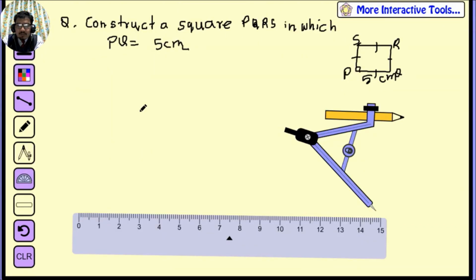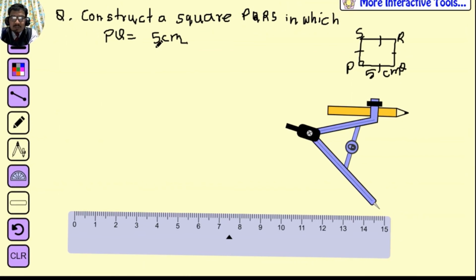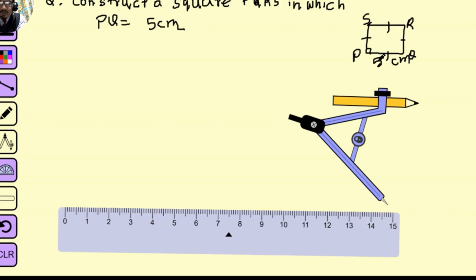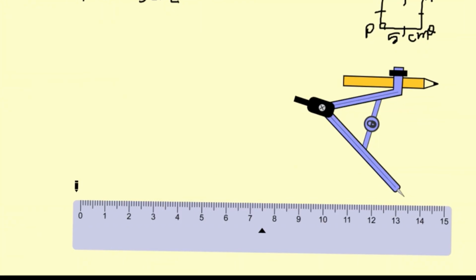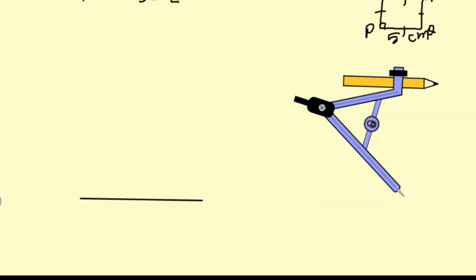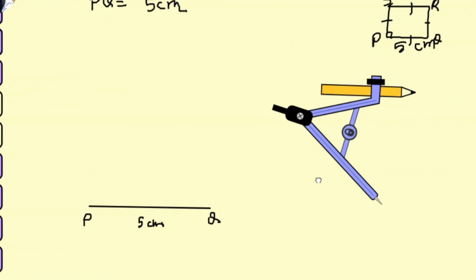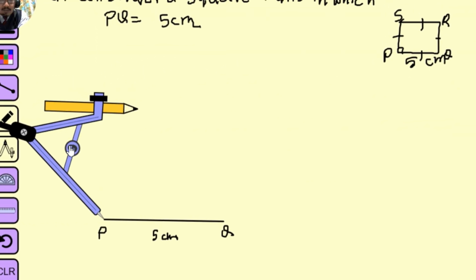And in the next question, look here, children, I have taken the construction of a square. In square PQRS, one side PQ is given as 5 centimeter. We know that all sides are equal and each angle is 90 degrees. That's why first of all draw this side of 5 centimeter and write its name PQ. And its height here is also 5 centimeter. Mention it here.